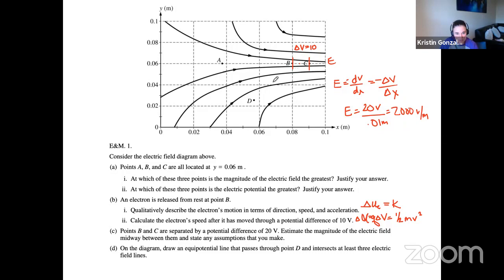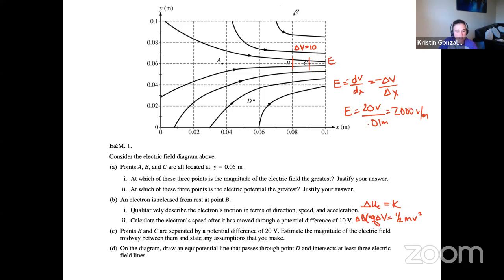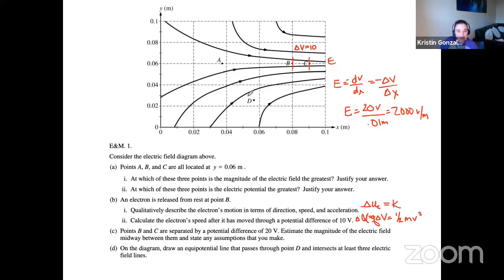Okay, and then on the diagram, draw an equipotential line that passes through D and intersects at least 3 electric field lines. What's the key? We have to stay perpendicular to the electric field at every point. So if we want it to go through D and be perpendicular everywhere, going through at least 3, we can go through more than 3, can't we? Then I would be drawing my equipotential line like that. Okay, we are out of time.